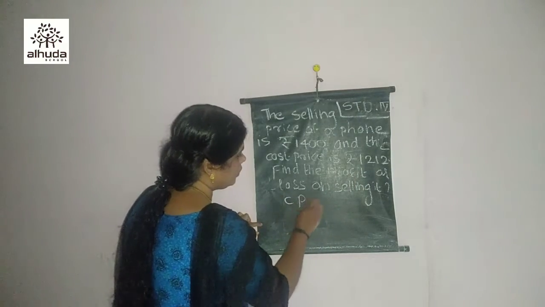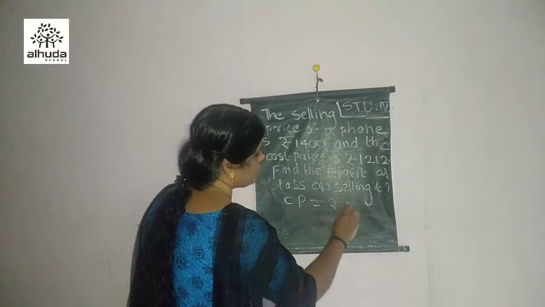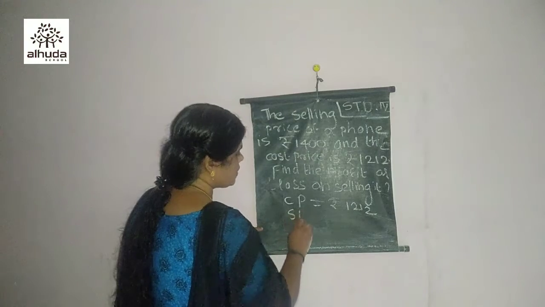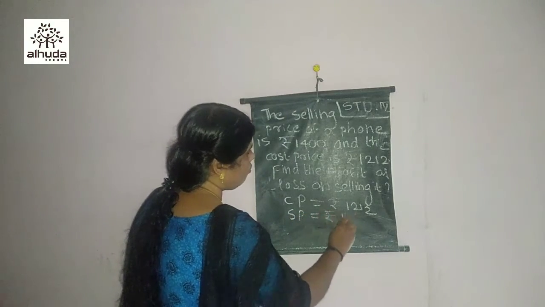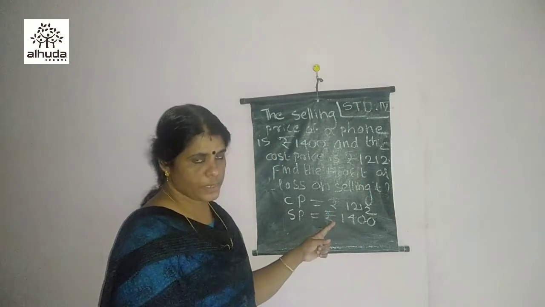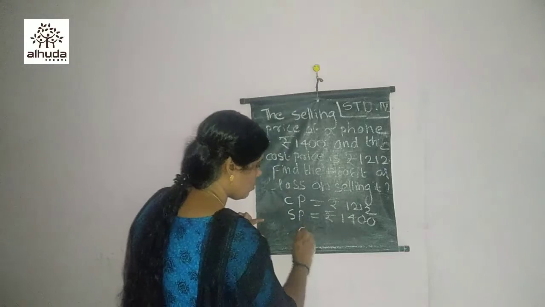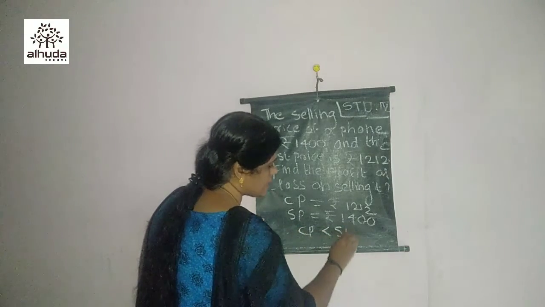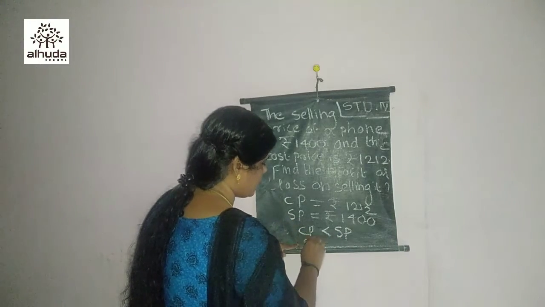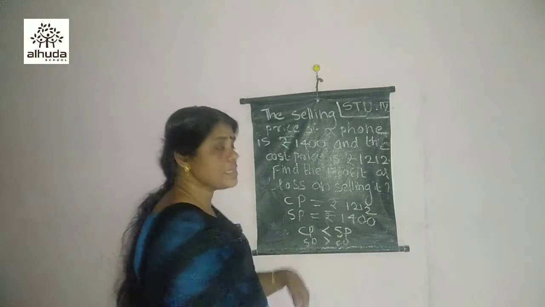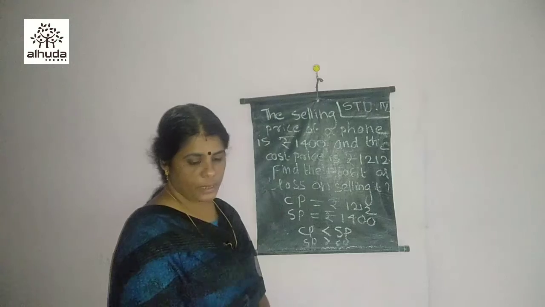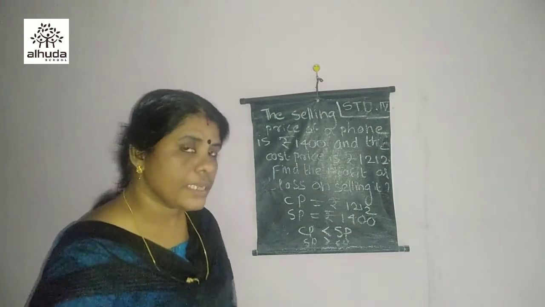Here cost price is what? Rupees 1,212. What is the selling price here? Selling price is equal to rupees 1,400. And compare both, cost price and selling price. Here CP is less than SP. That means SP is greater than CP. Selling price is more than cost price. Then what will happen there? That is profit. When SP is greater than CP, that is profit.